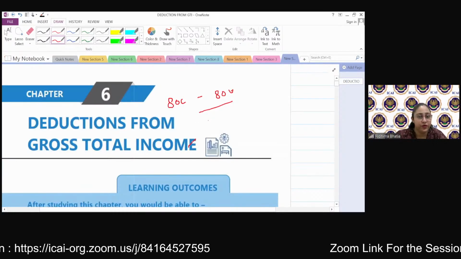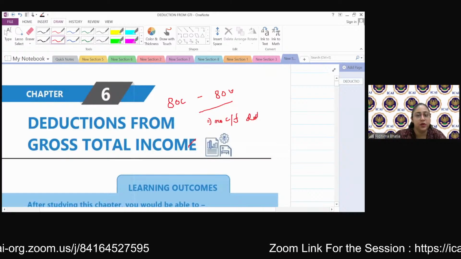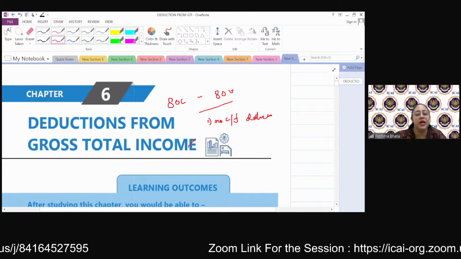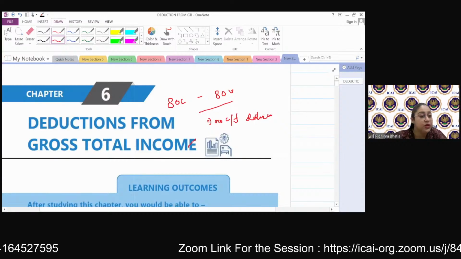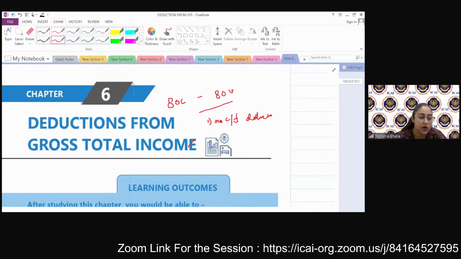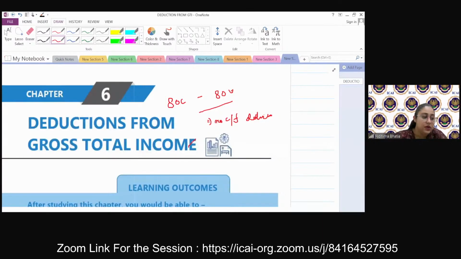There is no carry forward of deductions. Again, in the same example, if I have a gross total income of 4 lakhs and an eligible deduction amount of 5 lakhs, I cannot say that 1 lakh I can set off next year. No, it is to be done in this present particular year.